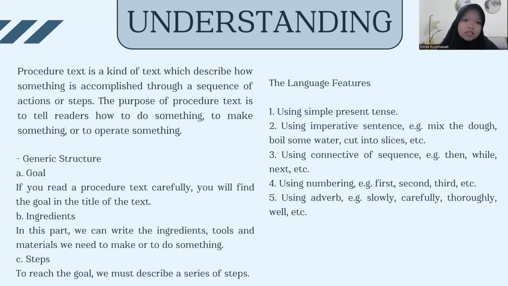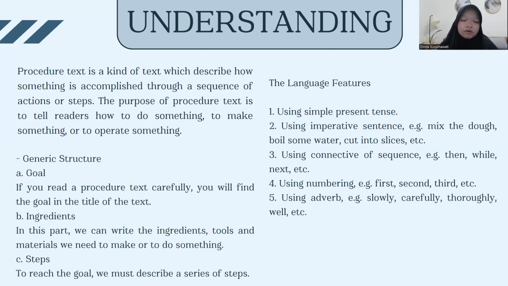So procedural text is a kind of text which describes how something is accomplished through a sequence of actions or steps. So in the procedural text, the author will tell us how something is made in the form of step by step. And the purpose of the procedure text is to tell the readers how to do something, to make something, or to operate something.